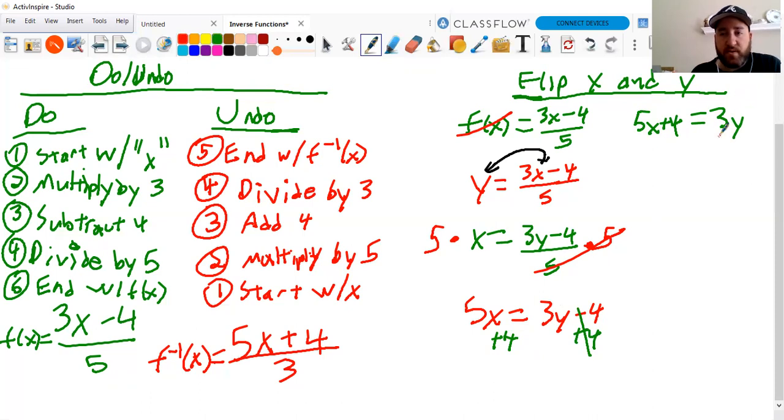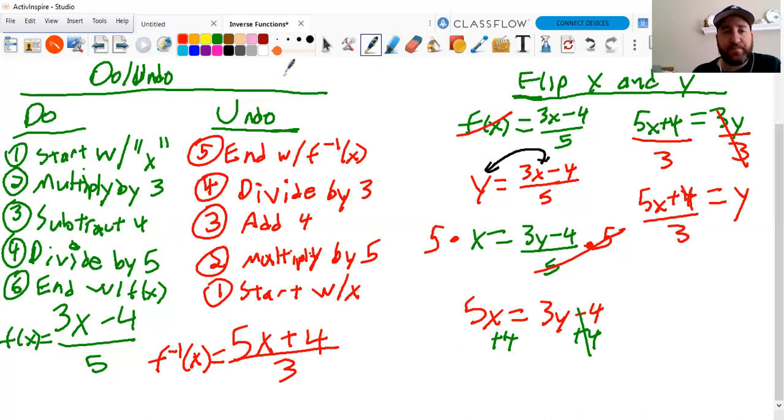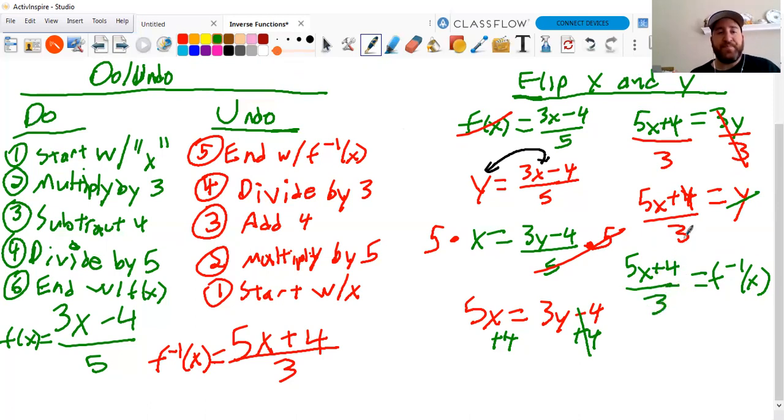And then divide by 3. That was the third step going up. So I'm left with y by itself on the right, 5x plus 4 divided by 3 on the left. And again, you can replace that. I'll rewrite it. f negative 1 of x equals 5x plus 4 divided by 3.